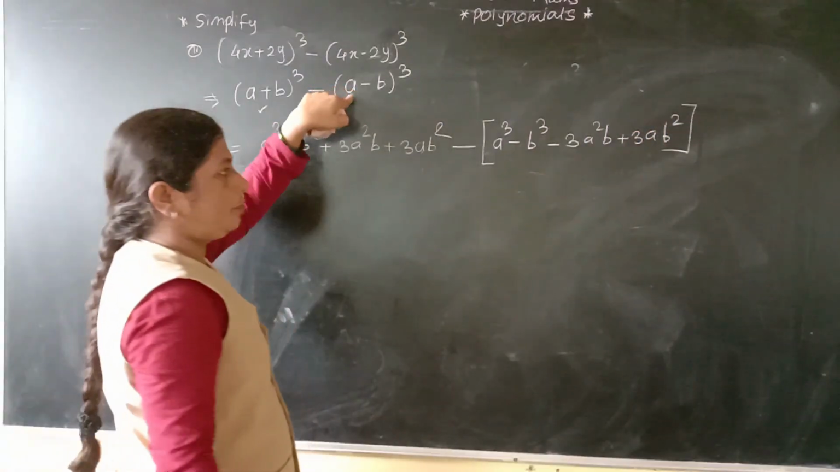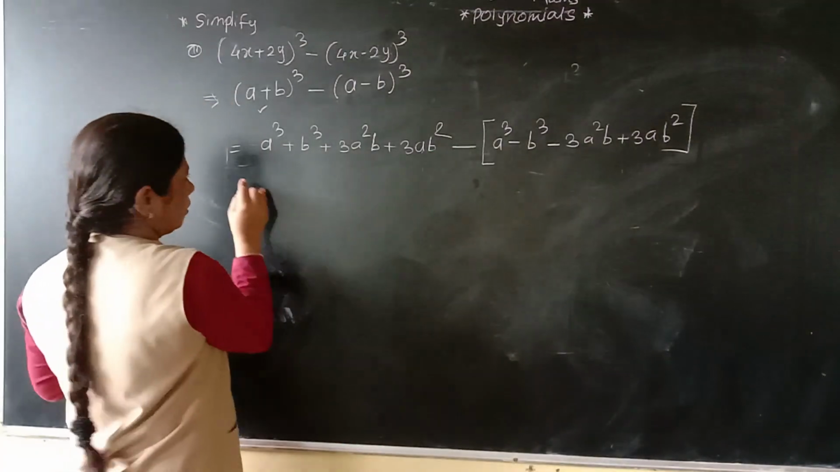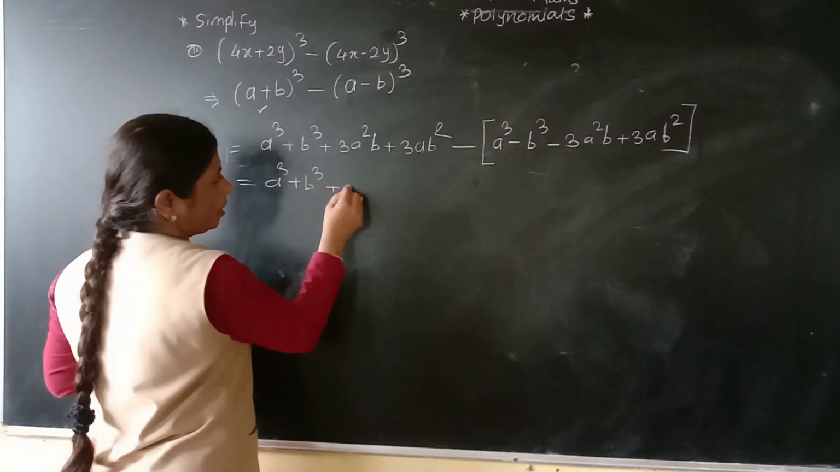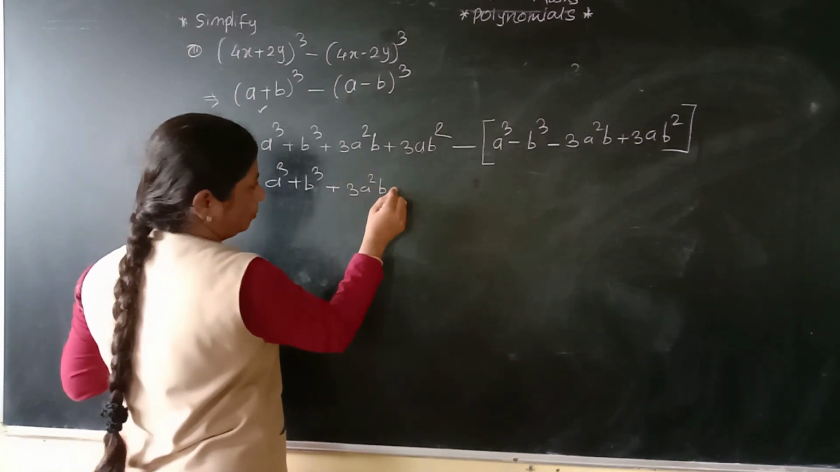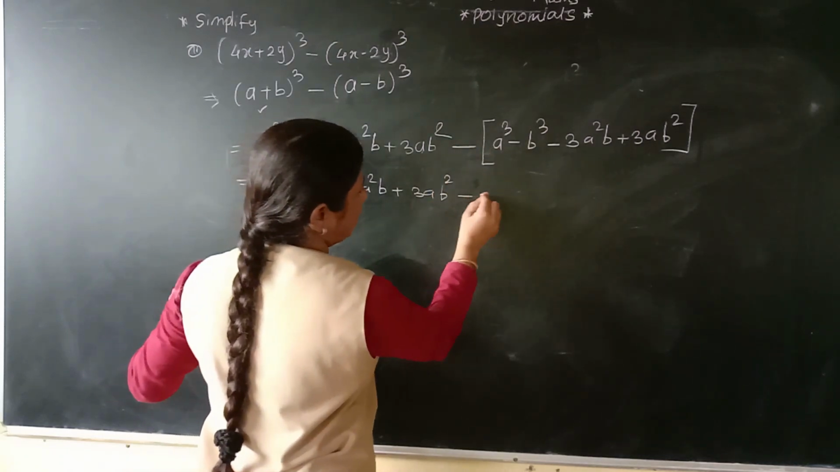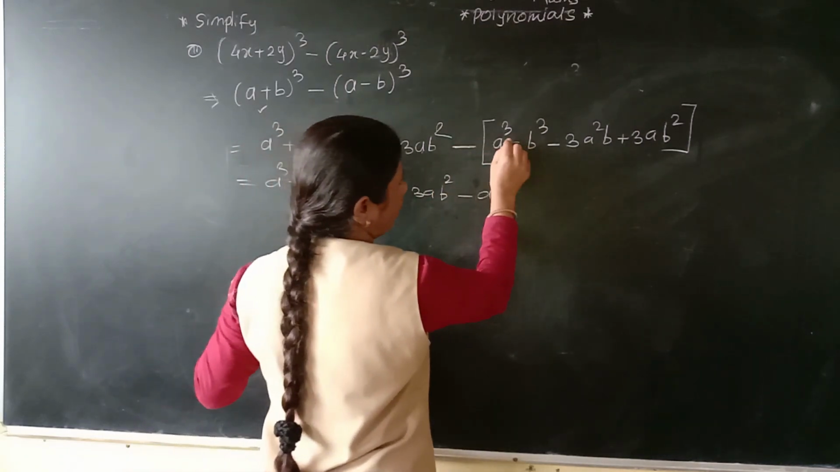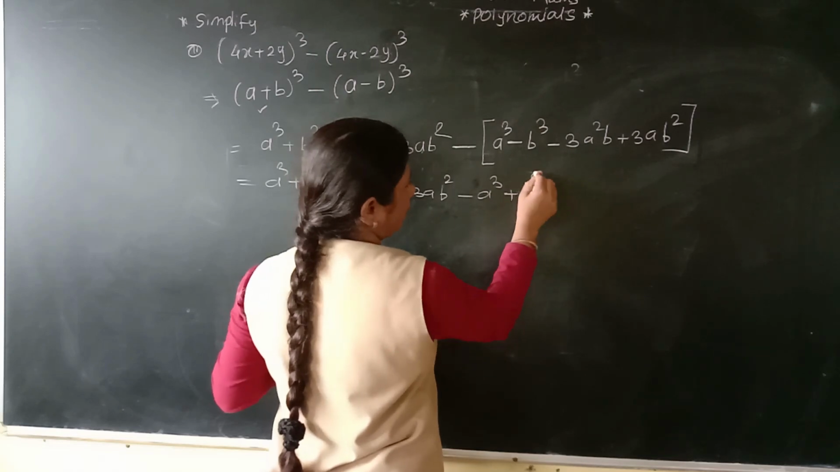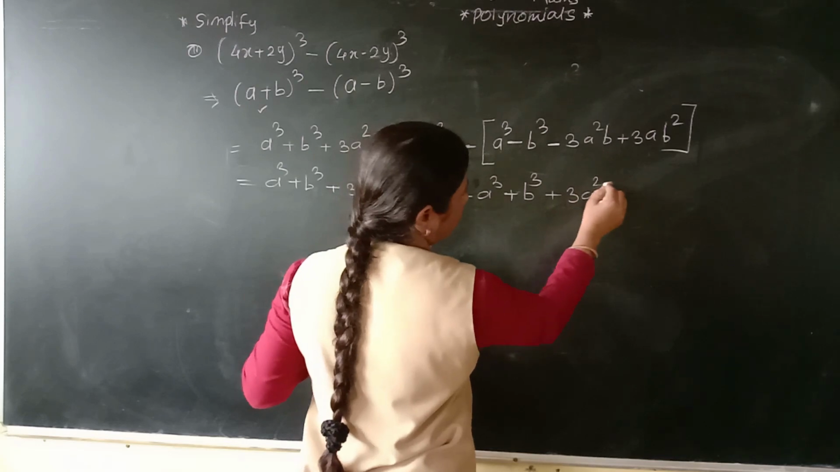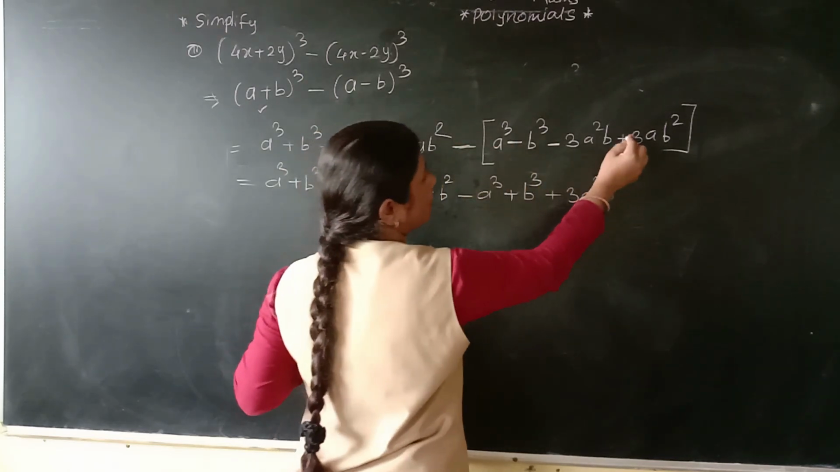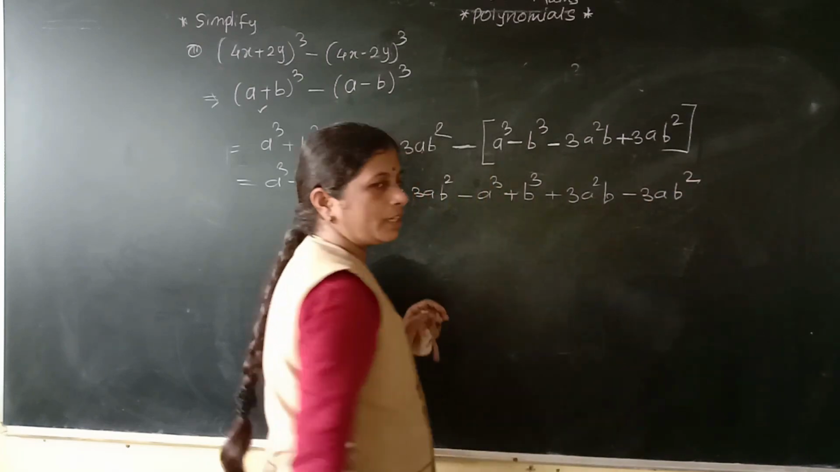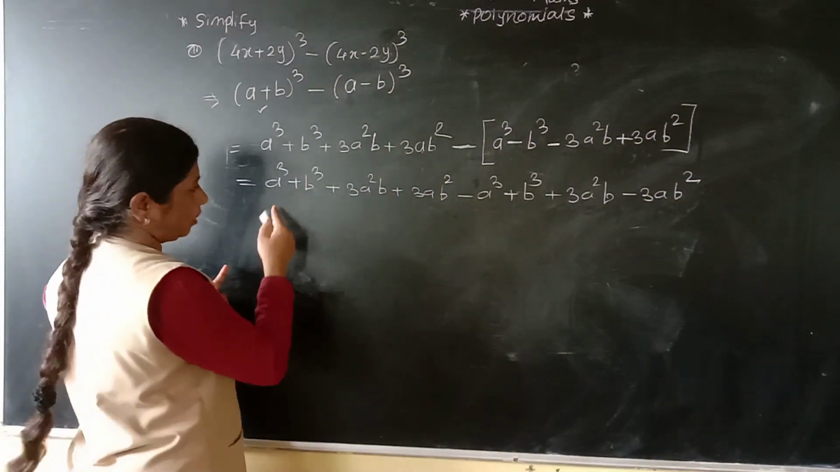Okay. Now we will remove the bracket. Next step: a^3 + b^3 + 3a^2b + 3ab^2. Now this minus a^3, this minus minus will come plus b^3, minus minus plus 3a^2b, and minus plus minus 3ab^2. Right? Now here see what will get cancelled.